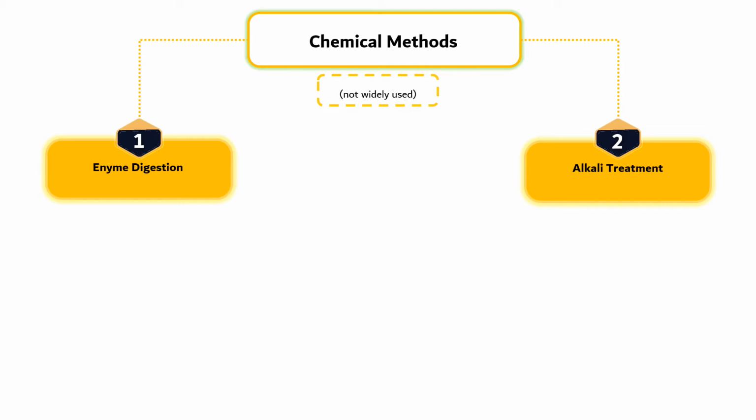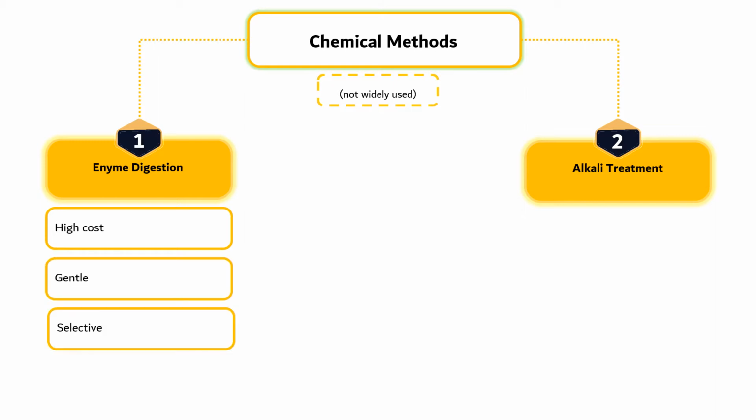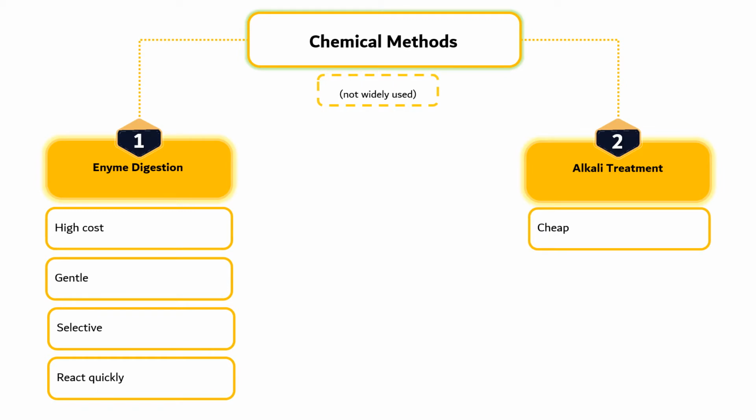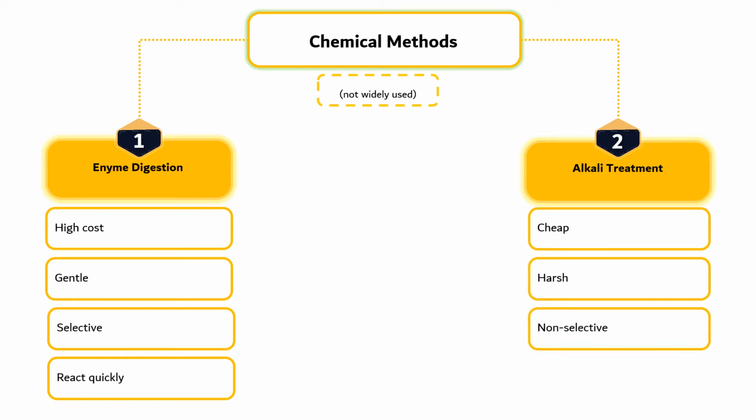The disadvantage of enzyme digestion is the high cost of enzymes, which hinders their application on a large scale. Although enzymes are gentle and selective, we can add enzyme to a cell suspension, which reacts quickly with the cell's wall and destroys it. Alkali treatment is the antithesis of enzyme digestion. It is cheap rather than expensive, harsh rather than gentle, non-selective rather than specific.